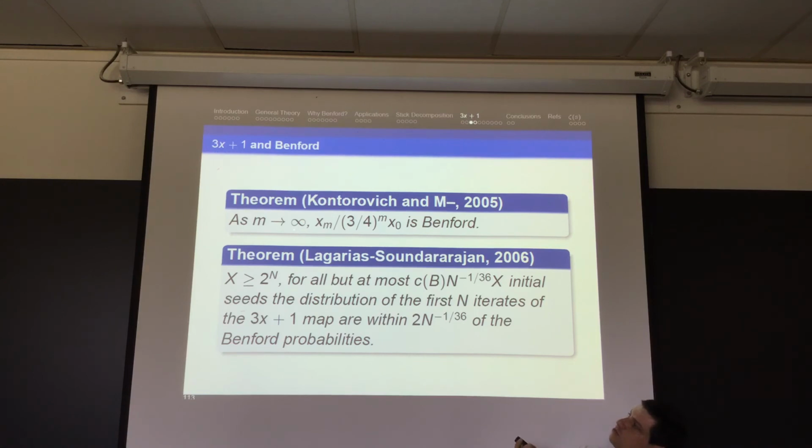We showed that as m goes to infinity, x_m, where you are after m iterations, is where you expect to be, (3/4)^m times x_0. So we looked at the ratio of where you are to where you expect to be, and we showed that it converged to Benford. What they did is they looked at a huge number of starting seeds, and they showed that almost all starting seeds, after you do so many iterations, if you look at the values of the iterations, they will be within a certain tolerance of Benford.